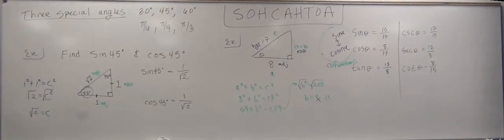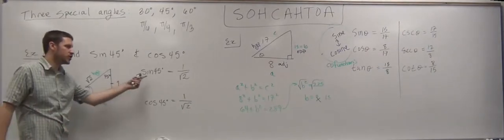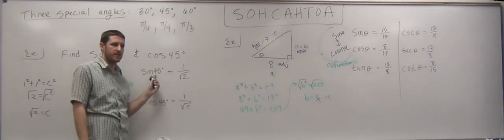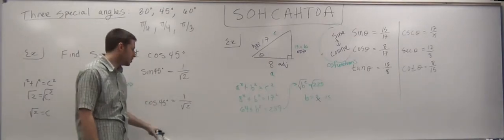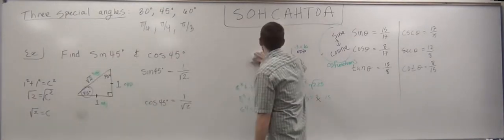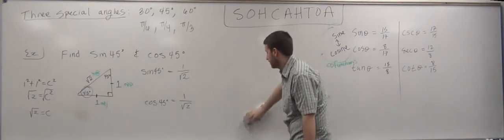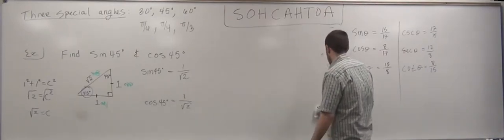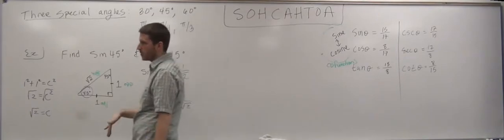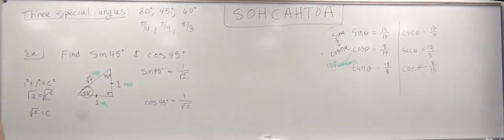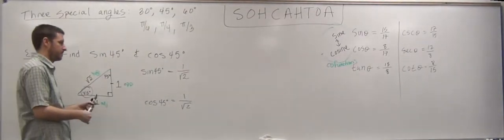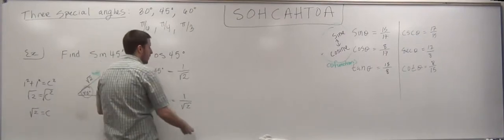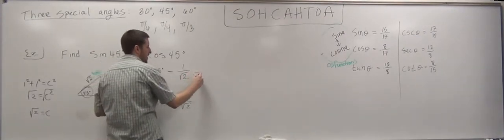Unfortunately, this is not usually the way you will see sine of 45 written. Usually, in most books, they're going to rationalize the denominator. Do you remember what that means? Take out the square root. Get that square root out of the denominator. How do you do that? Multiply top and bottom by the same thing, the square root of 2, like this.